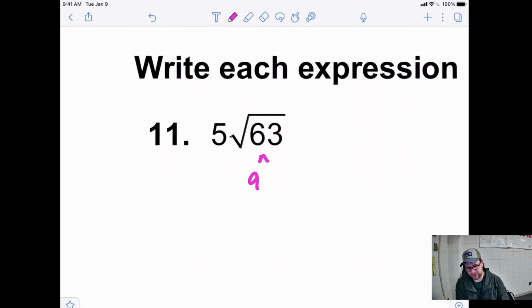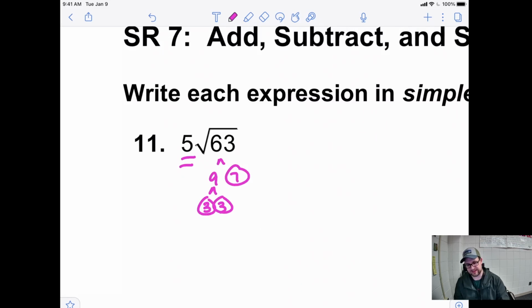What we want to do is break down 63. We're going to break that into 9 and 7. 9 is going to break into 3 and 3. Now, when you come over here, notice this one already has a 5 on the outside. So I'm going to have my 5 there, and then I'm going to have my 3 and my 7.